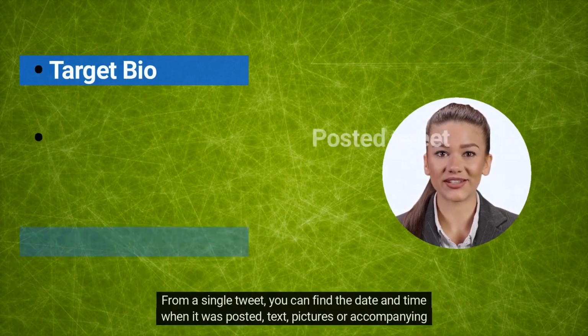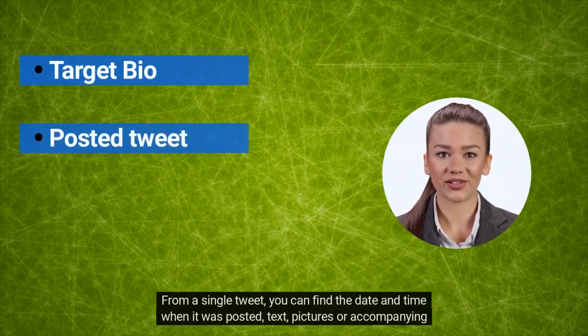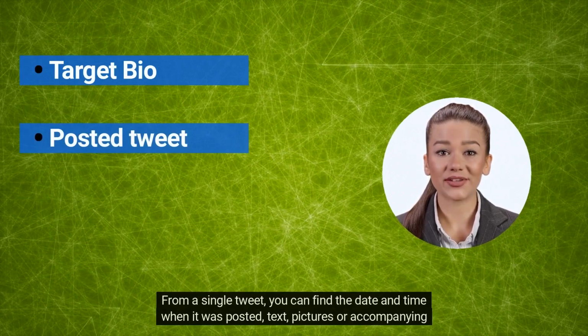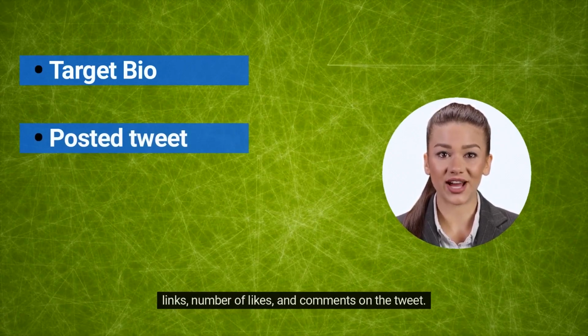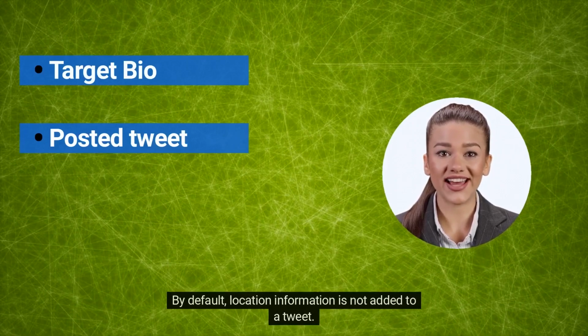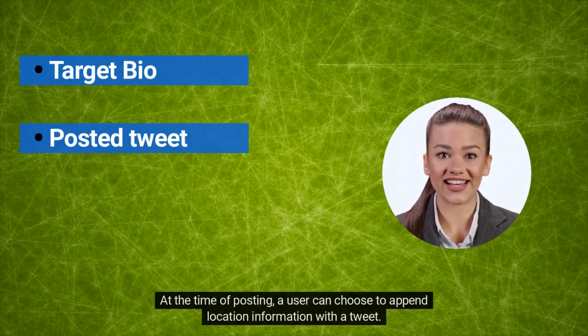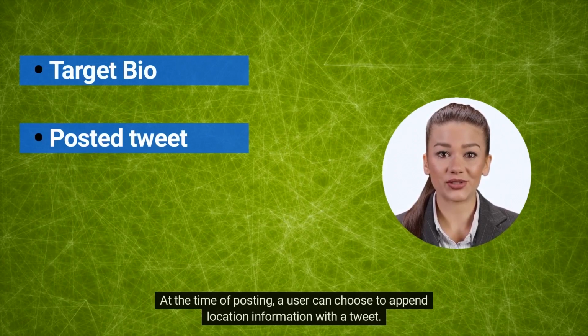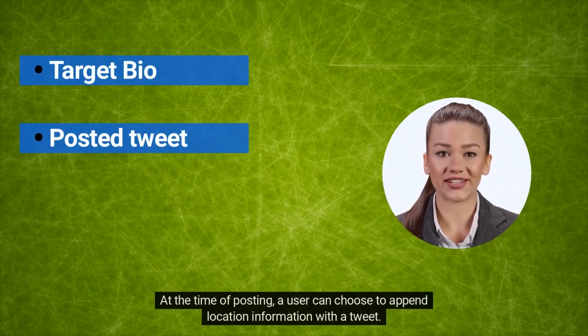From a single tweet, you can find the date and time when it was posted, text, pictures or accompanying links, number of likes, and comments on the tweet. By default, location information is not added to a tweet. At the time of posting, a user can choose to append location information with a tweet.